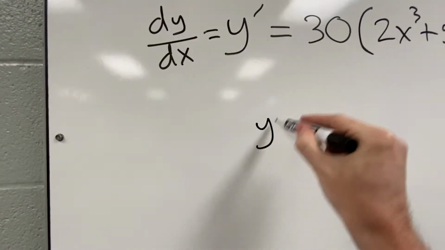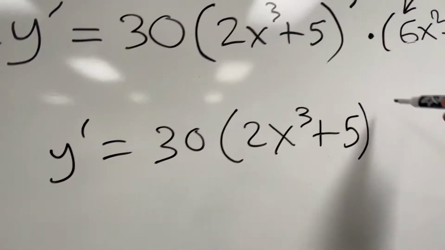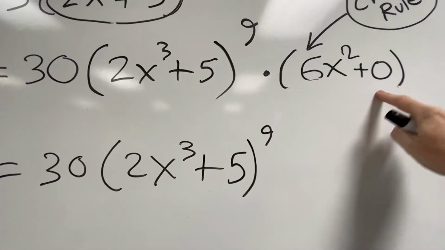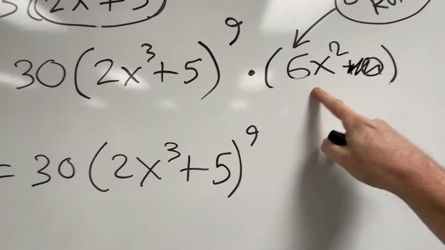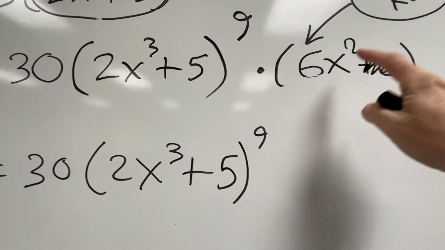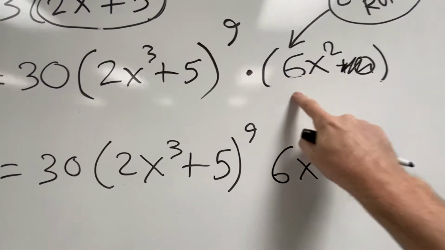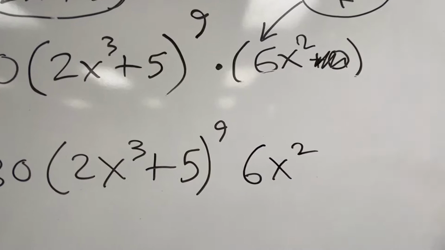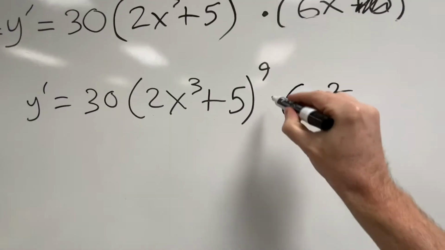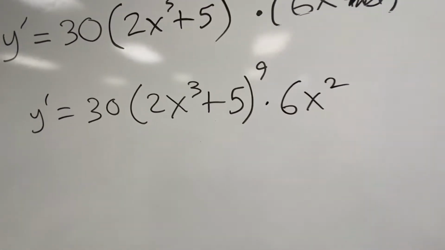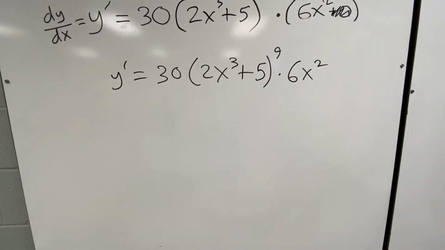Let's get back to the problem. So we have y prime equals 30, 2x cubed plus 5 to the ninth. You can drop the 0 right here, you don't need that. And because this is a monomial, remember integrated class, monomial, single term. If it's a single term, you don't need the parentheses. You can just drop those. Now, if it's a binomial, two terms, three terms, four terms, trinomials, polynomials, you have to keep the parentheses. Single term, you can drop the parentheses. You can put a times if you want. You don't even have to put a multiplication symbol. You can.